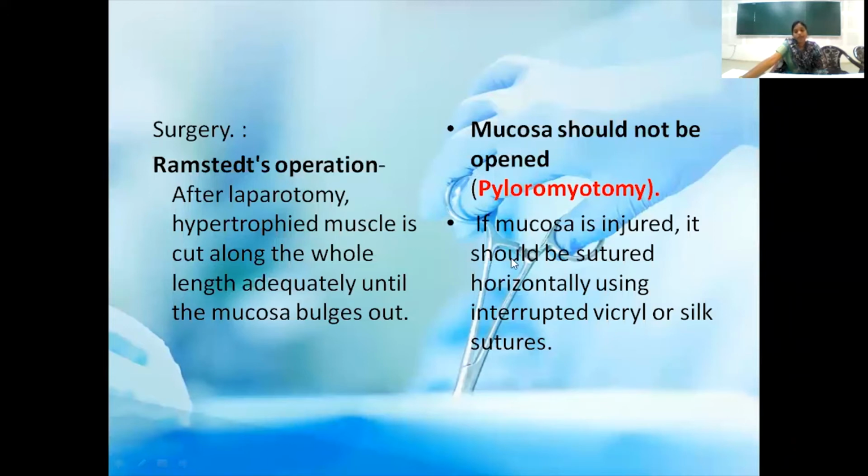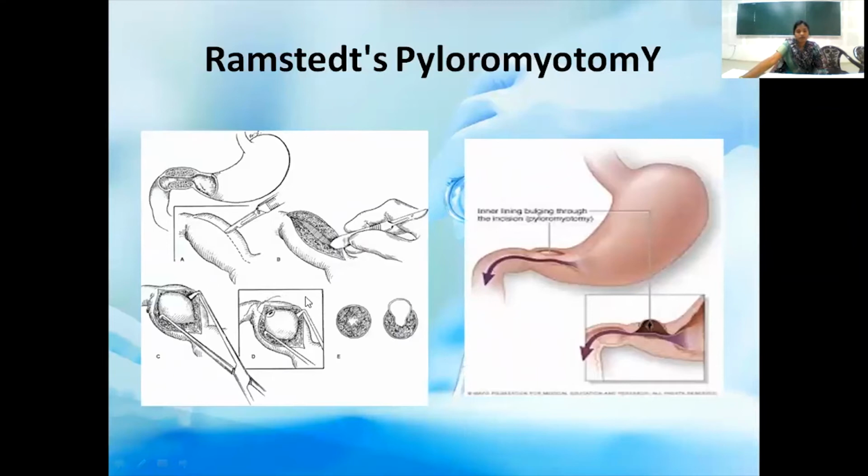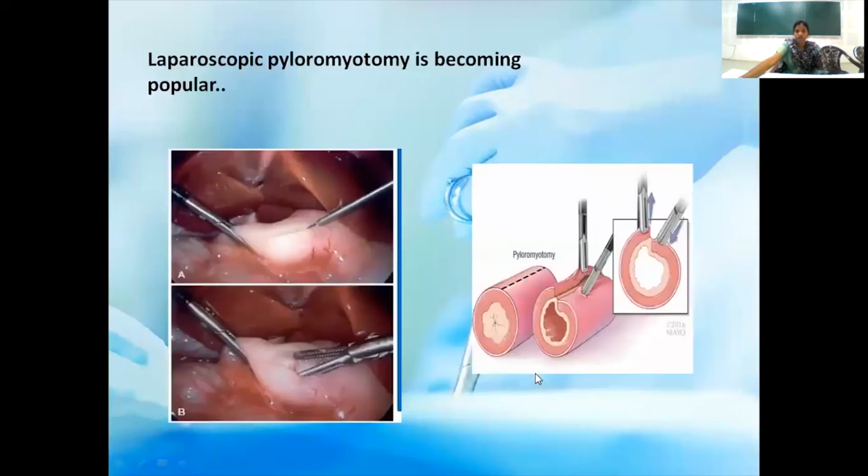In case there is an accidental injury to the mucosa, it should be sutured at that spot using Vicryl or silk sutures. So this is the diagram showing Ramstedt's pyloromyotomy. Myotomy is cutting the muscle fibers, not the mucosa. In this picture, you are giving an incision over the pylorus, splitting the muscle fibers and cutting. Once the muscle fibers are cut, the mucosa will protrude out. This shows the surgery is adequate. Protrusion of the mucosa. The mucosa should not be injured.